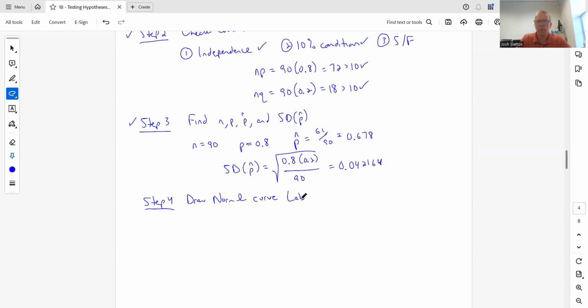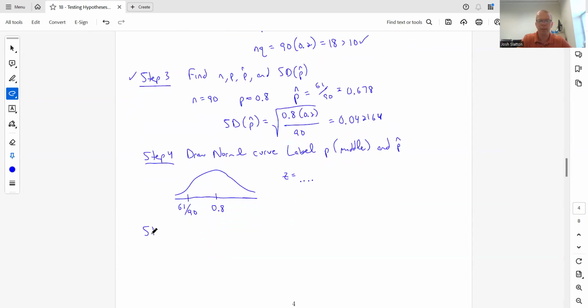And we are going to label p. P is going to go in the middle. That is our mean. And then p hat is going to go wherever it should go. So p is 0.8 and p hat is 0.678. So we know it's on this side, but I'm going to write 61 over 90 because, again, you can have a rounding issue here. If you cut this off, round it off, that can also cause issues. And then if you like, you can find the z-score. We won't do that, but you can do that if necessary.